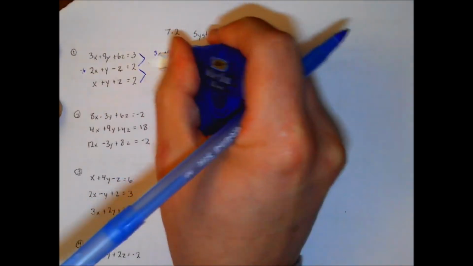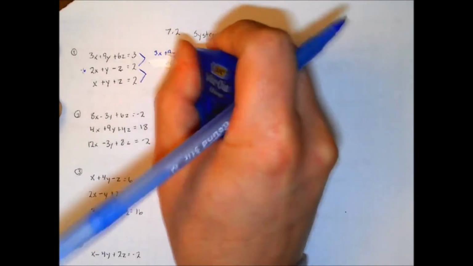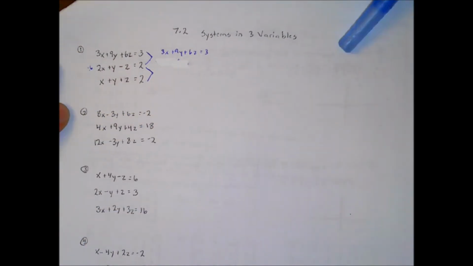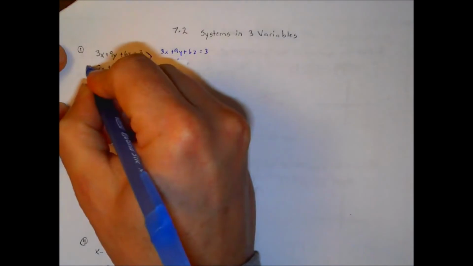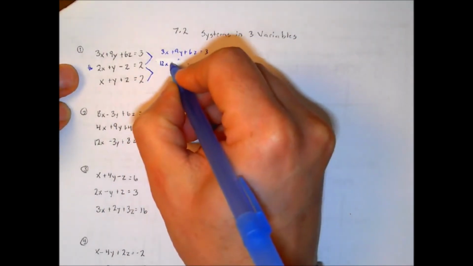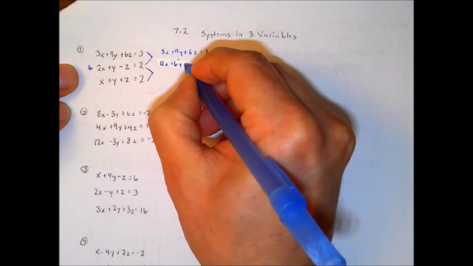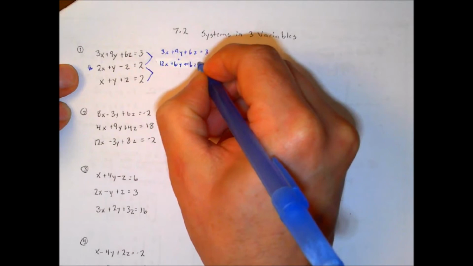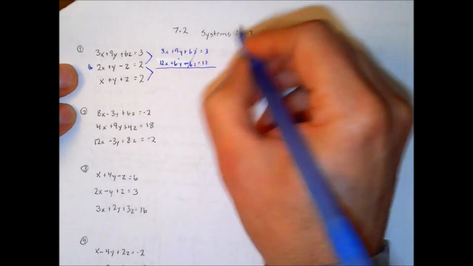Okay, so multiplying by 6 instead of negative 6 gives me 12x plus 6y minus 6z equals 12. Okay, so notice the z's eliminate here, and I'm left with 15x plus 15y equals 15. Okay, I'm going to take the other two equations down here and eliminate them as well.